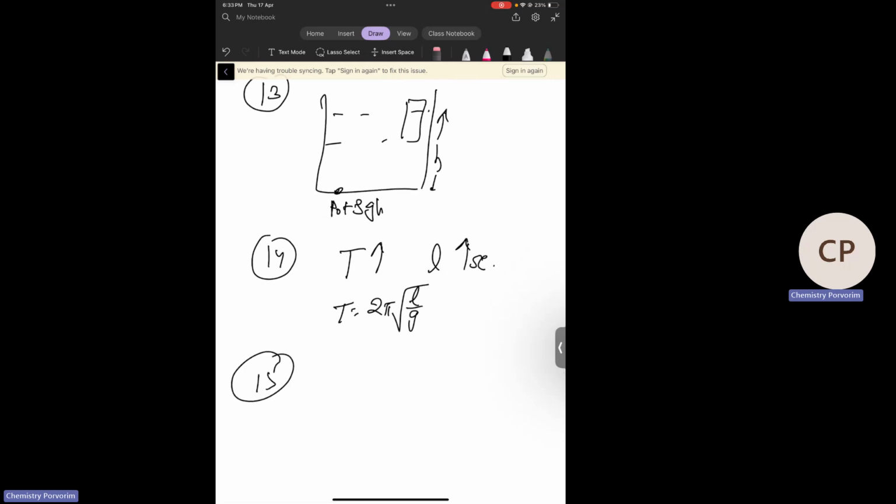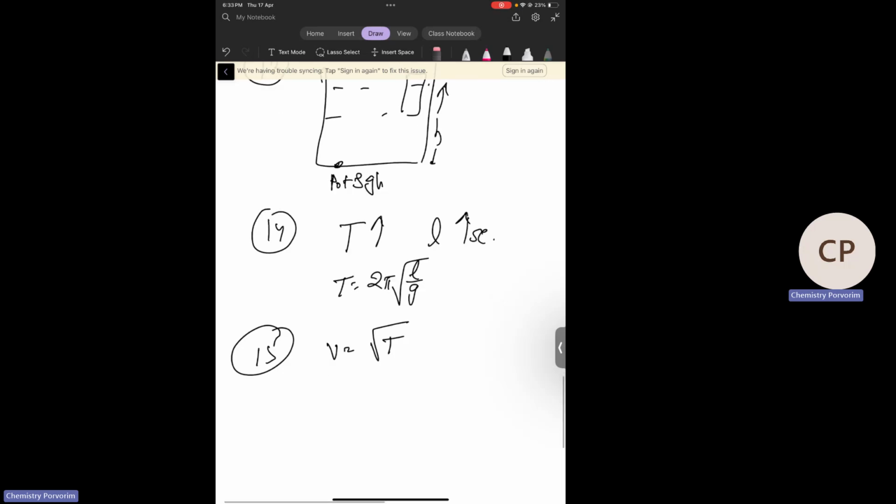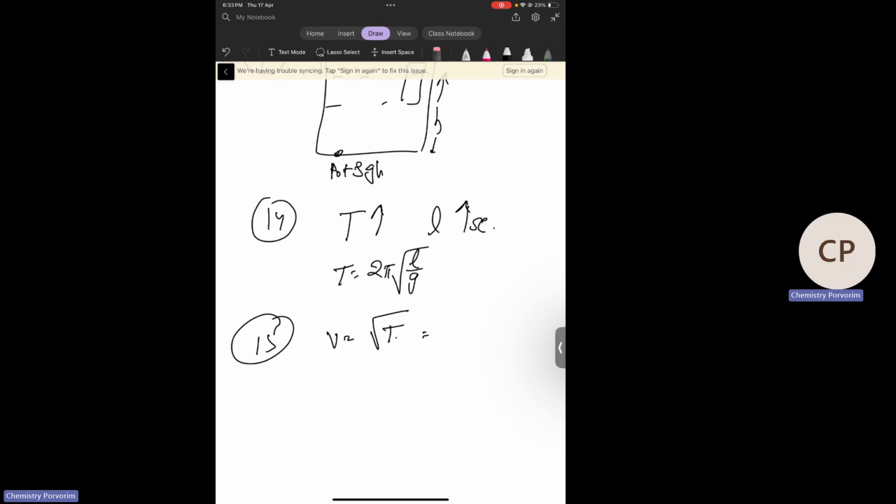15. The ratio of average speed of an ideal gas molecule at pressure P to pressure 4P at constant volume. If volume is constant, then temperature is directly proportional to pressure and V is directly proportional to under root T. If pressure becomes 4 times, temperature becomes 4 times, so V becomes 2 times. So the ratio will be 1/2. Option A.